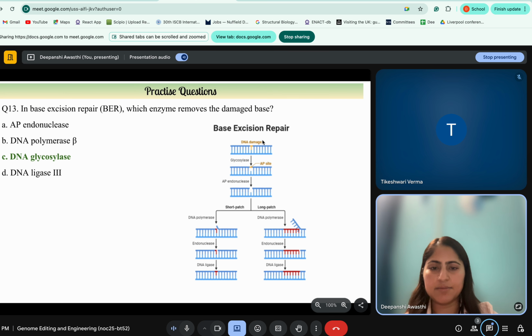So if this is a DNA damage, then glycosylase will come, it will remove that base and it will generate the AP site, which could either be a purinic site or a pyrimidinic site. AP endonuclease will come and cleave it, and if there is short patch deletion, then it will go from here. If there is long patch deletion, then it will go from here. DNA polymerases will come, they will synthesize the strand. Endonuclease will come, which will degrade the extra strand if available, and DNA ligase will seal the gaps and create the phosphodiester bond between the nicks which are created. It will seal the DNA.